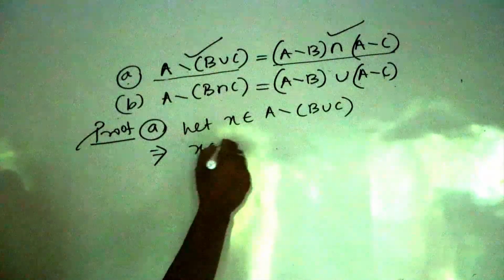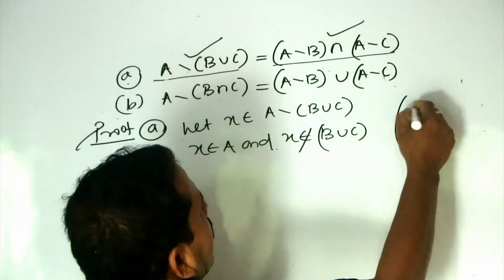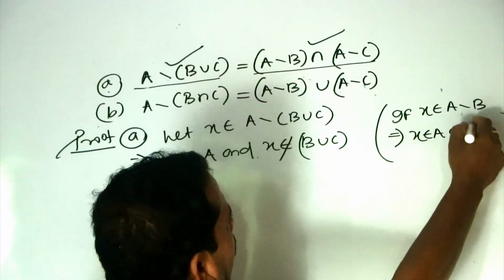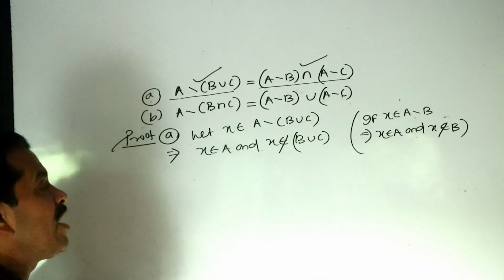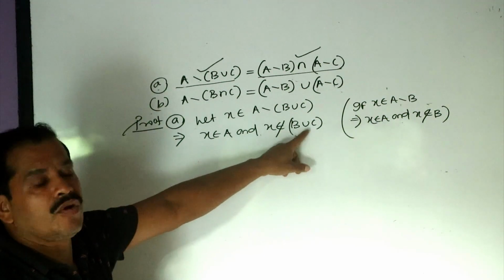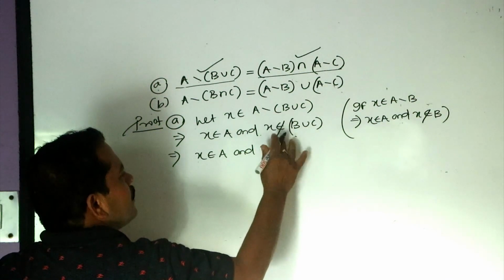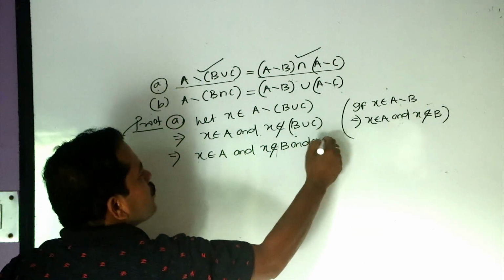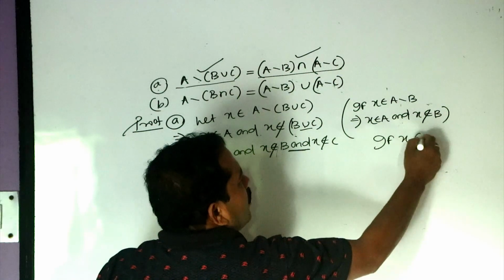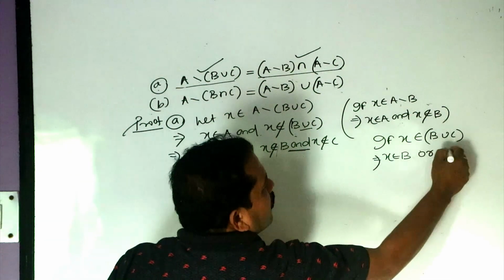This implies X belongs to A and X does not belong to B union C, because we know that if X belongs to A difference B, we write X belongs to A and X does not belong to B. In the same argument, if X belongs to A difference B union C, then X belongs to A and X does not belong to B union C. If X belongs to A and X does not belong to B and X does not belong to C, here you have to put and, because we know that if X belongs to B union C, we write X belongs to B or X belongs to C.